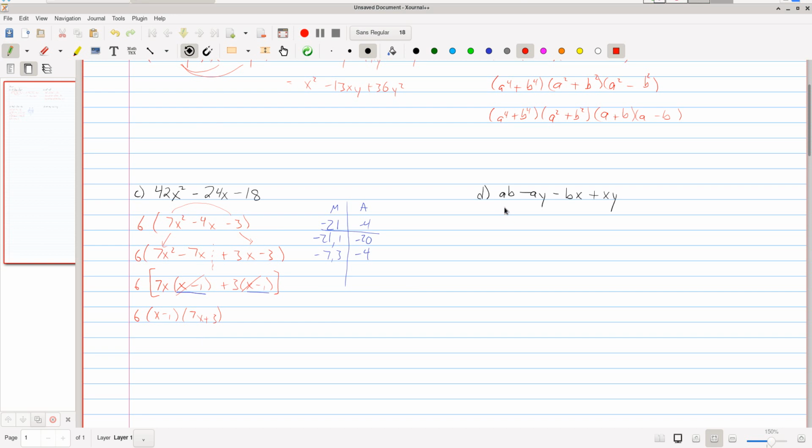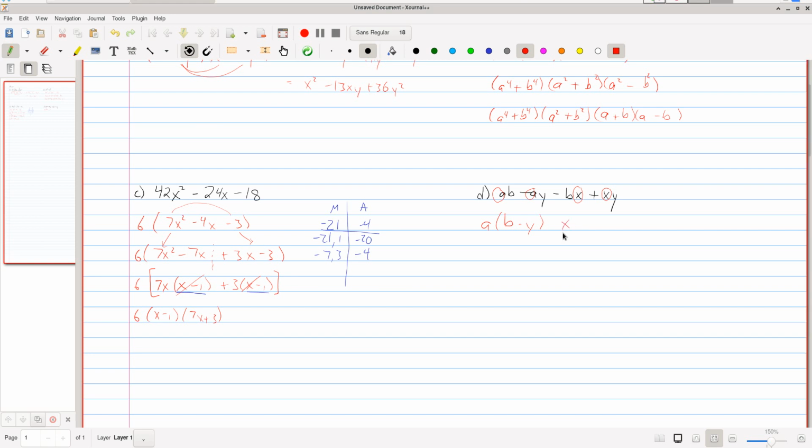D, ab minus ay minus bx plus xy. This has 4 terms, so we're set to factor this by grouping as it stands. I see that the first group, ab minus ay, these both have an a in common. That's our common factor. If you factor out the a, we're left with b minus y. On the second pair, I see that these two both have an x in common.